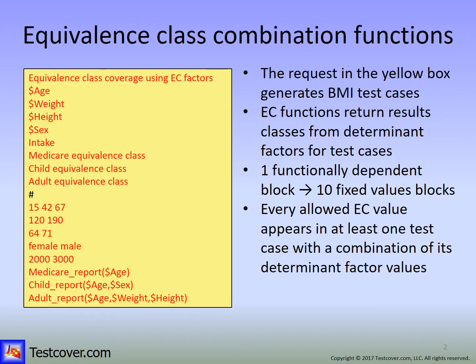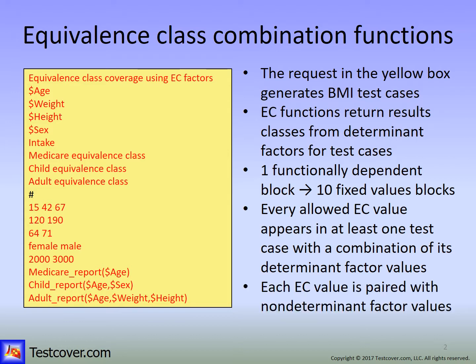Every allowed dependent value must appear in the pairwise design, in at least one test case, with a combination of its determinant factor values. This means that the test cases are constrained to cover each of the 10 equivalence classes. And each of them will be paired with other factor values as allowed by their constraints.